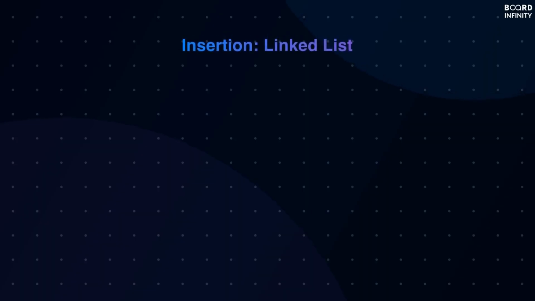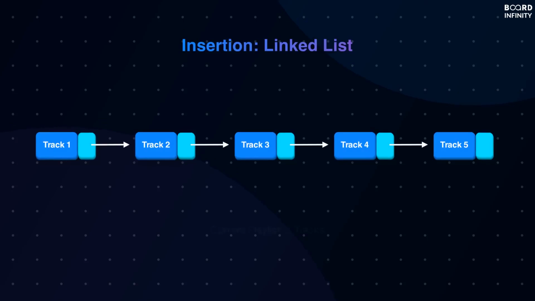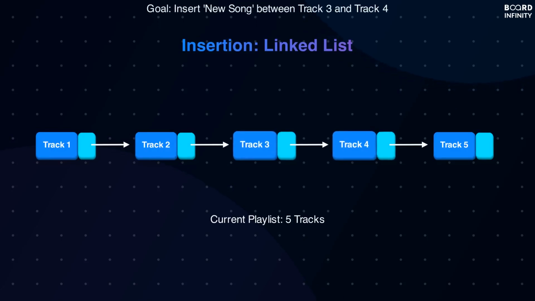Now let's see why linked lists excel at insertion and deletion. The key is pointer rewiring. To insert a new node between two existing nodes, you only need to change two pointers: the previous node's next pointer and the new node's next pointer. Notice that no existing data moves or shifts.